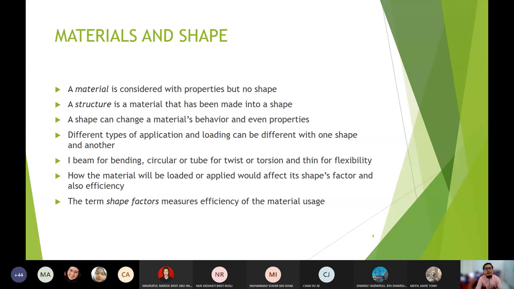The term shape factor is the efficiency of the material usage. By definition, we define how efficiently a material is being used for a certain application, a certain load, a certain mode of loading, as the shape factor. So if a material is shaped, for example, into a circular shape, that shape is better for torsion as compared to a material that has been shaped into a square beam for a torsional application. I'll talk a little bit more later on.